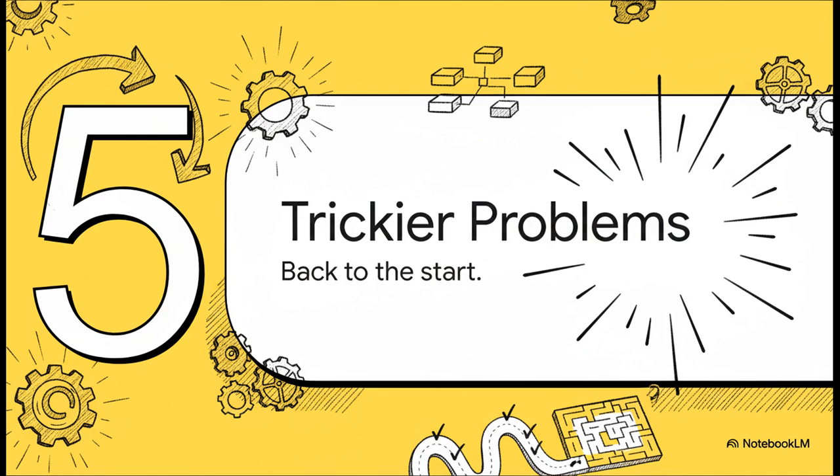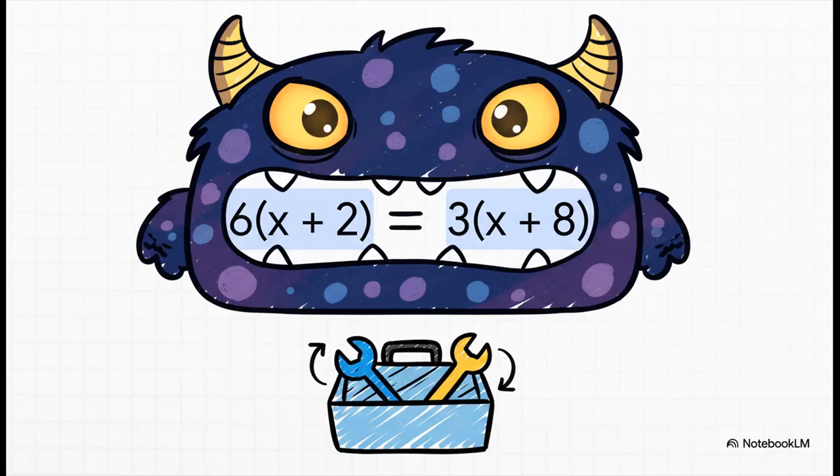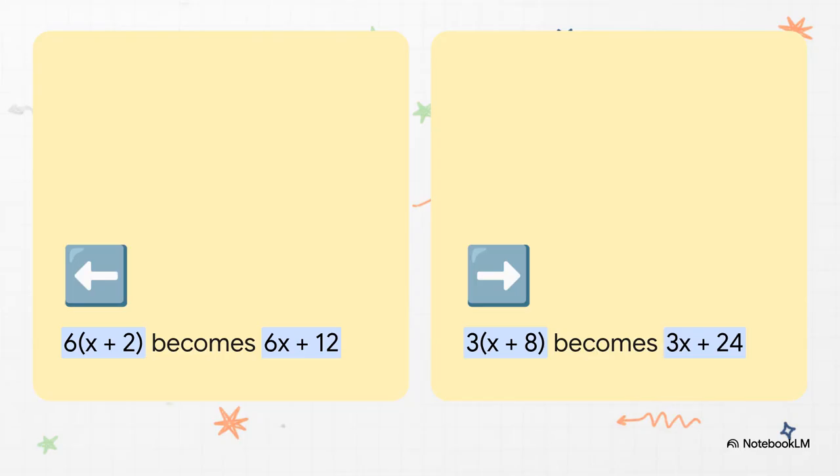Okay, you've done the training reps, you've mastered the technique, you are ready. It's time to go back and face that challenge from the very beginning. Remember this beast? It doesn't look quite so intimidating now, does it? We've got all the tools we need. The only new thing here is that we just have to use our special distribution trick twice. We just apply the same exact rule to both sides of the equal sign.